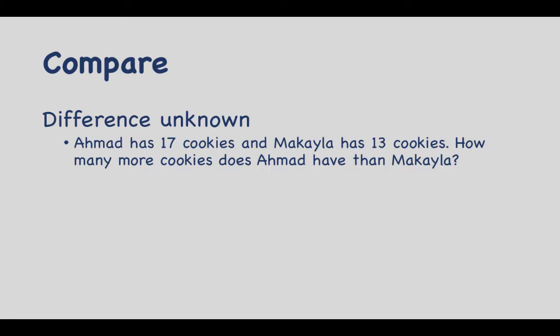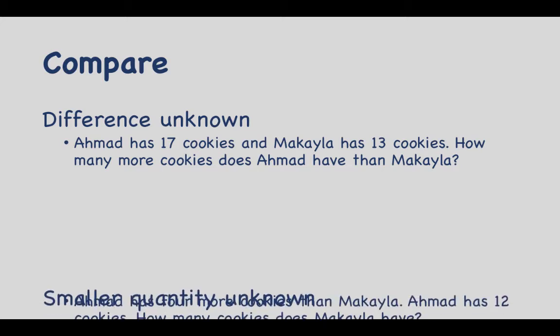Ahmad has 17 cookies and Michaela has 13 cookies. How many more cookies does Ahmad have than Michaela? We are being asked for the difference between 17 and 13. We know that we can remove the tens, and this difference will be the same as the difference between 7 and 3. So Ahmad has 4 more cookies than Michaela.